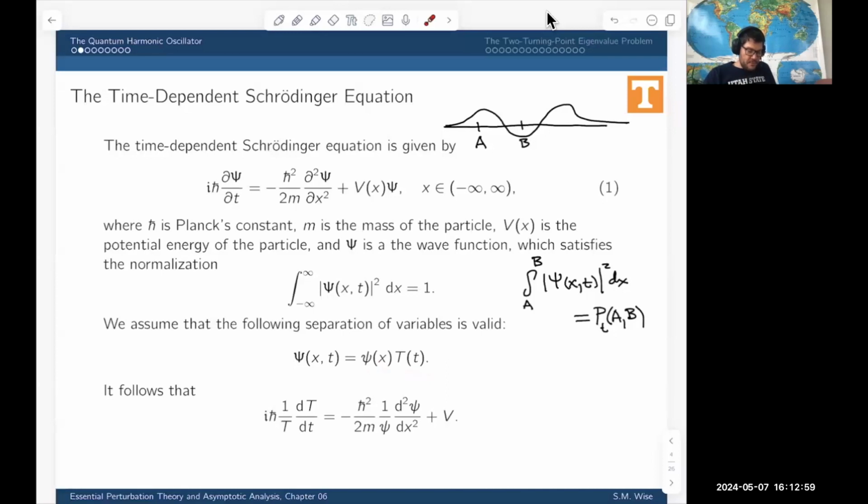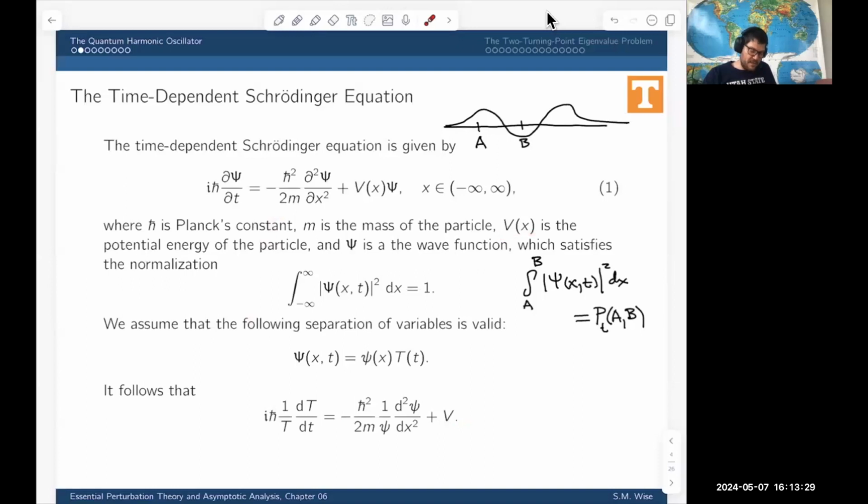If this is true, then plugging this assumption into the time-dependent Schrodinger equation, we can produce this equation. Basically, what we're doing here is moving everything that has to do with time dependence onto the left-hand side, and everything which depends only on space to the right-hand side. Now, this is where it becomes very important that we assume that the potential V only depends upon X.